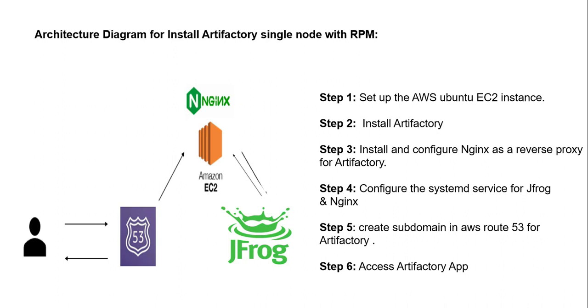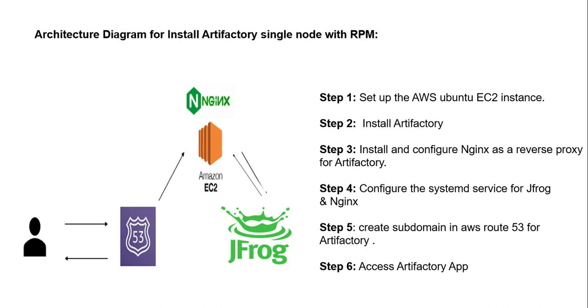Architecture diagram for installing the Artifactory single node with RPM. For simplification purposes, it comes with a step-by-step approach, so let us see them one by one. Step 1. Setting up the AWS Ubuntu EC2 instance. Here we are provisioning the EC2 instance and running with sudo privilege.